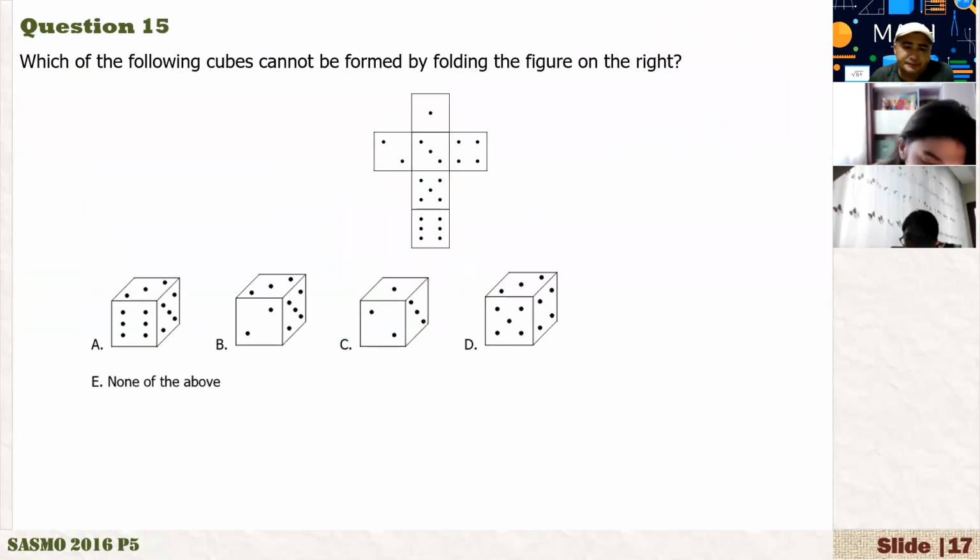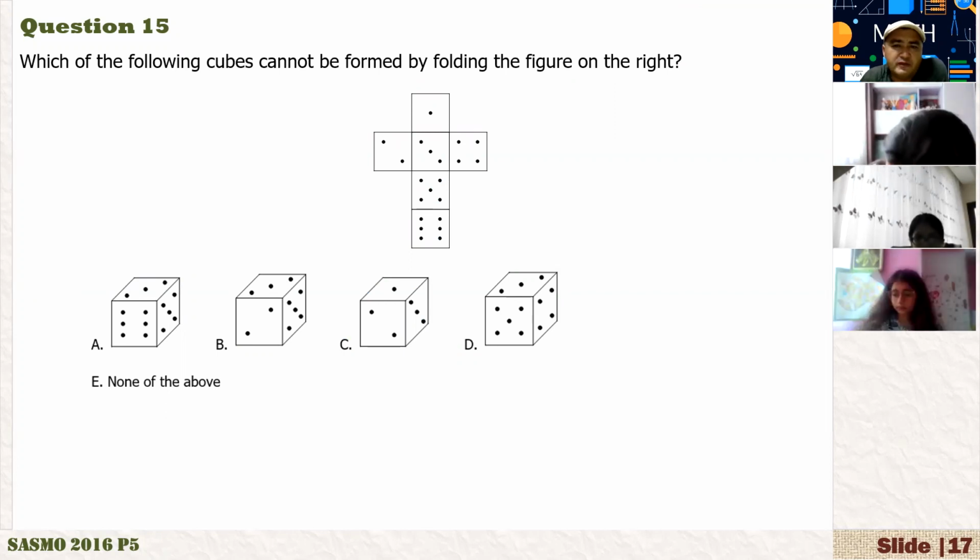How about the next question? Which of the following cubes cannot be formed by folding the figure on the right?